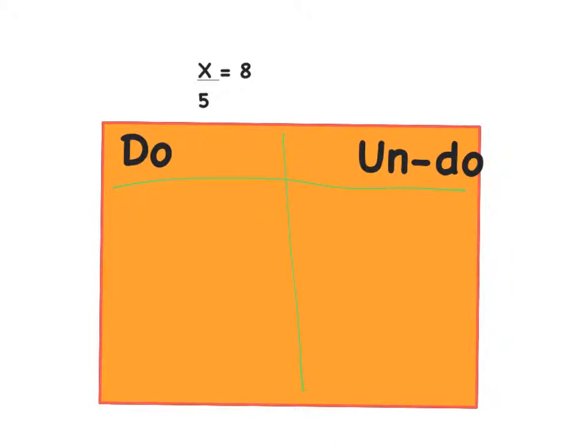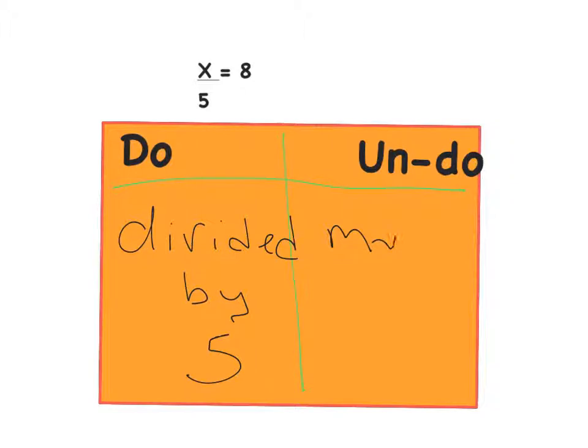Now we have a different type of one-step equation. We have division. We have x divided by 5 equals 8. So what is happening with the variable? What can we write in our do column? Well, the variable is being divided by 5. And how would we undo that? We would undo that by multiplying by 5.